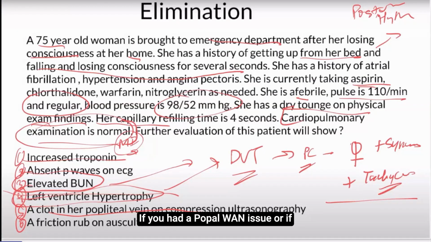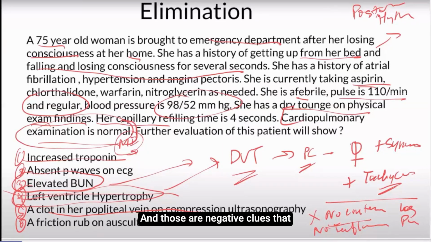If you had a popliteal vein issue or if you had DVT, what would happen? The DVT would cause some kind of erythema in the leg. Do you see any erythema in the leg? So no erythema. Do you see any signs of inflammation in the leg? Is she complaining of leg pain? The answer is no. And those are negative clues that they're giving you to tell you it's not the answer, which is 5, which is DVT.